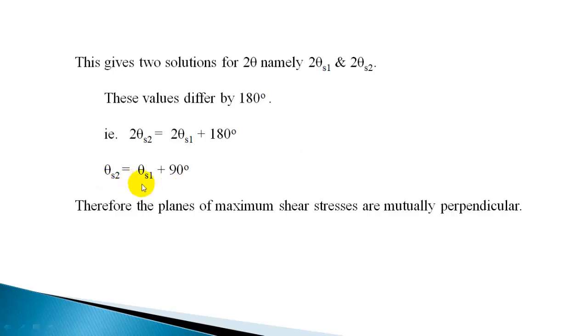So there are two planes on which the maximum shear stress acts. So one plane, if you get theta s1, you can find out the other plane by adding 90 degree to that. That indicates that the planes of maximum shear stress are mutually perpendicular. Similar to the principal planes, planes of maximum shear stresses are also mutually perpendicular.